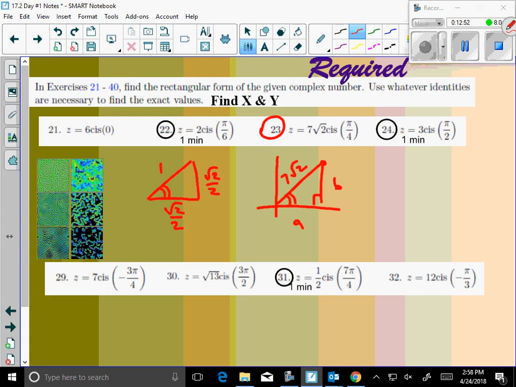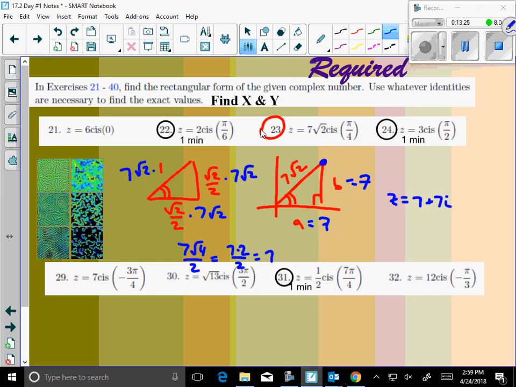So what do I have to do? I have to multiply this by 7 root 2 to get this over here. So if I multiply this by 7 root 2, what's going to happen? Ooh, this is interesting. I like this. Well, this is going to become 7 root 4 over 2, which is 7 times 2 over 2, which is 7. You might have already seen it, and you knew right away. But this point z, right here, in rectangular form would be 7 plus 7i.